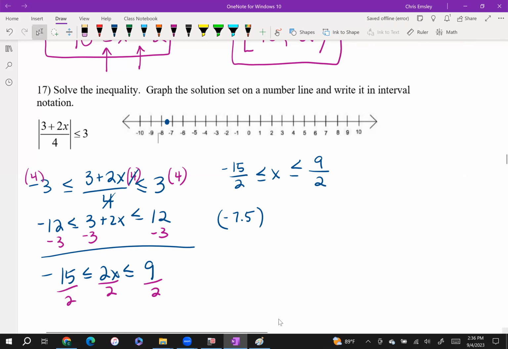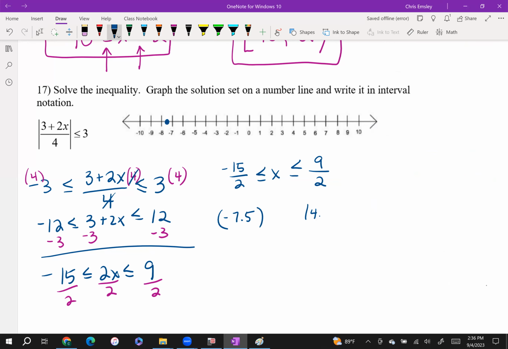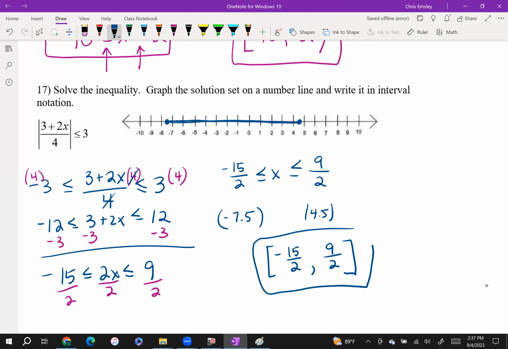And you can do the same thing for the 9 halves. 9 divided by 2 is 4.5. Okay, so again, maybe that's a little easier to locate on the number line. So that's halfway between 4 and 5. And we would shade the area in between. This x has to take a value somewhere between these two endpoints, including the endpoints. So there's our number line answer, and then our interval notation, negative 15 halves to positive 9 halves with square brackets to include both of those endpoints.